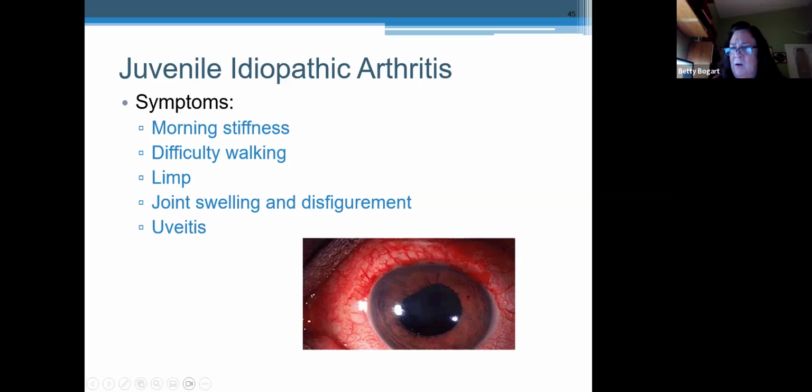And the one thing that we don't all remember is the uveitis. They will get inflammation in their eyes, and they need to have ophthalmologist visits once a year to look at those eyes, making sure there's no danger.